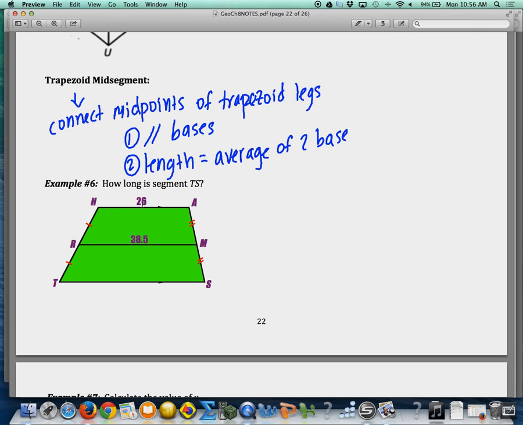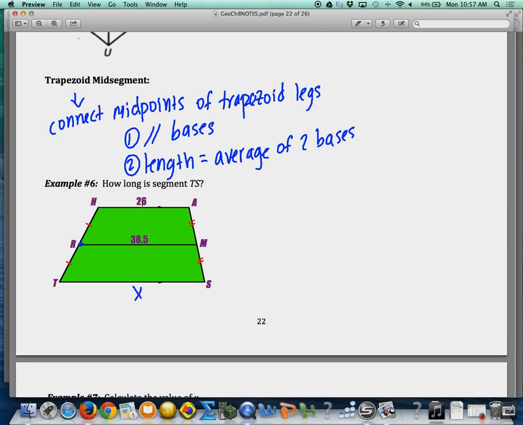Do you guys know what average is? Like, what's the average of 60 and 80? 70. You add them and divide by 2. So, example 6. How long is TS if we mark it with an X?